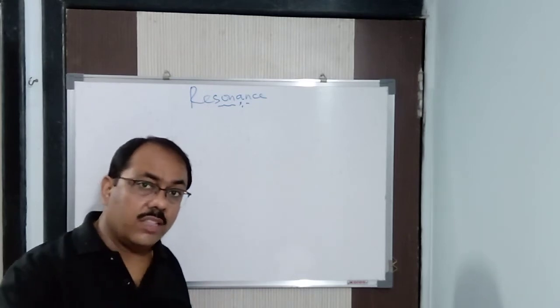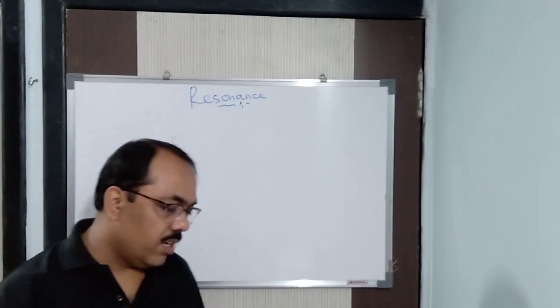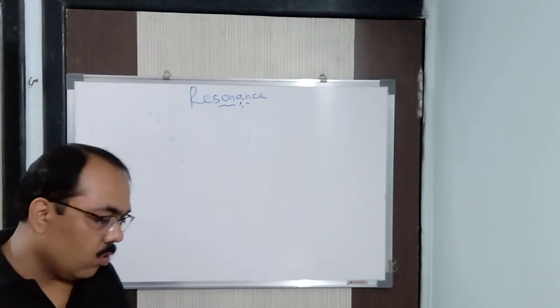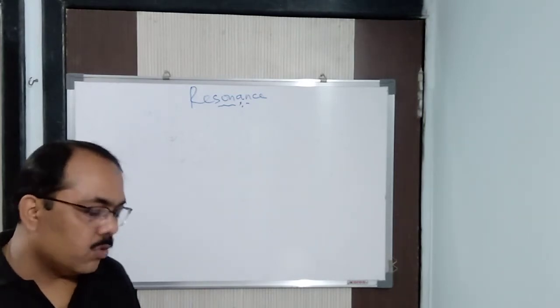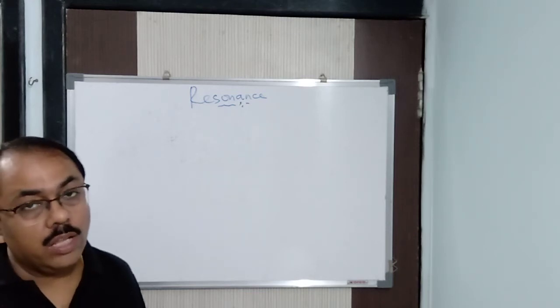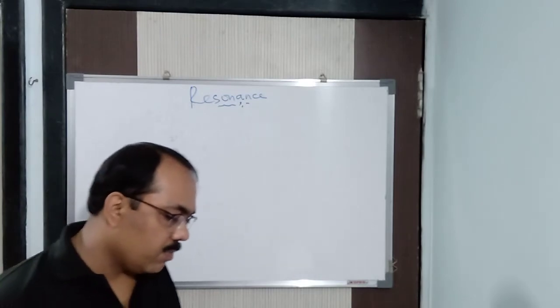First I will draw the canonical, then I will draw the resonance hybrid. The contributing structure should have the same position of atoms. They should differ only in the position of electrons. First you write it down, then I will explain it. Alright, this is point number 1.